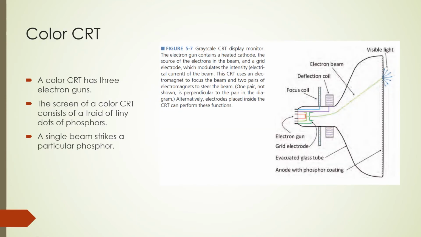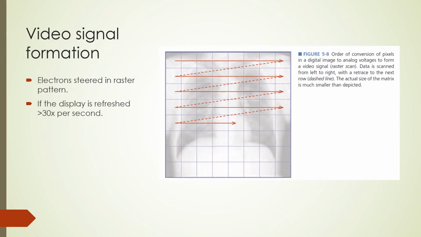A color cathode ray tube or CRT has 3 electron guns instead of 1. The screen of a color CRT consists of a triad of tiny dots of phosphors. The phosphors emit red, green, or blue light when struck by electron beams. The phosphor screen has a metal sheet containing holes to allow a single beam to strike a particular phosphor. So one electron beam produces red light, another produces green light, and the third produces blue light. The mixing of red, green, and blue light can create a perception of many different colors for the human visual system. Let's look at how a video signal is formed on the screen.